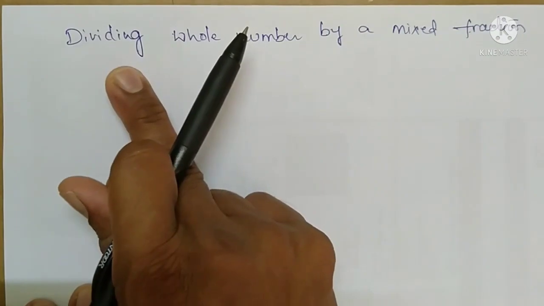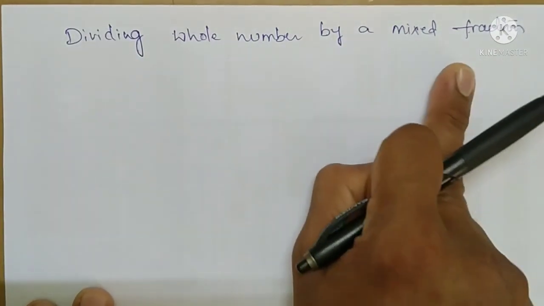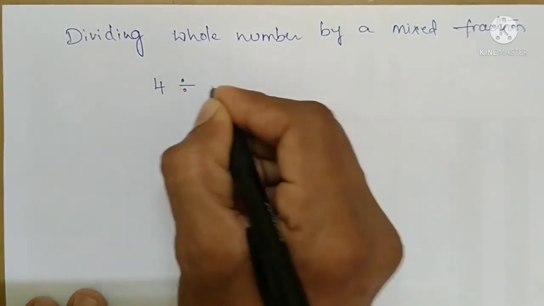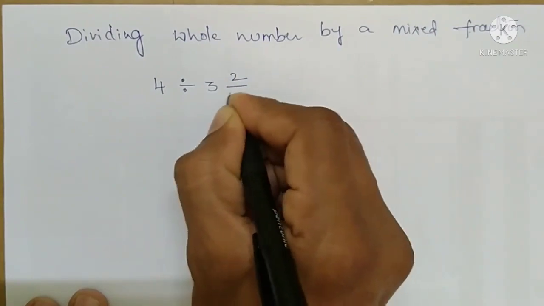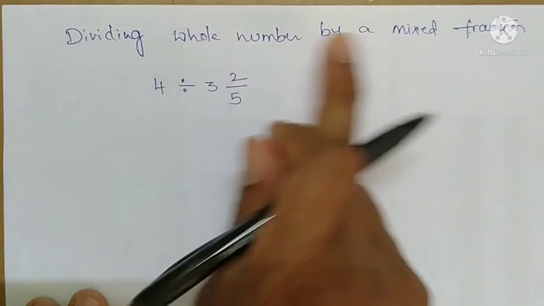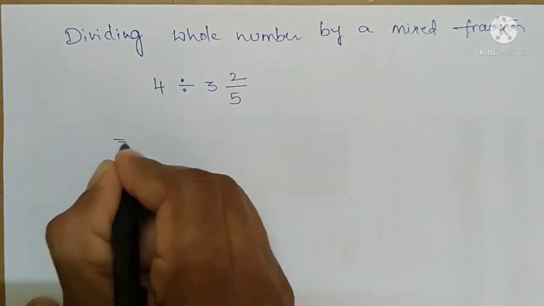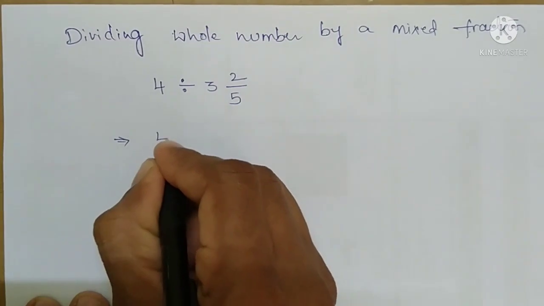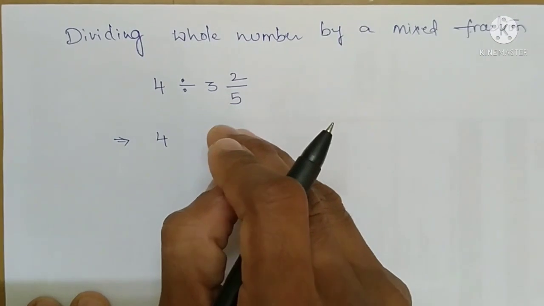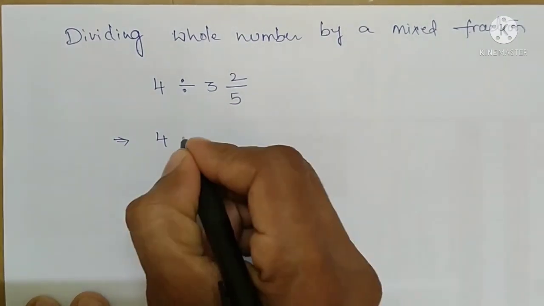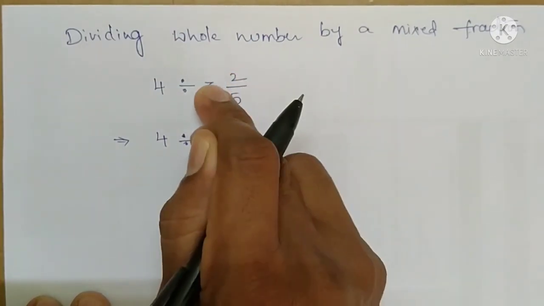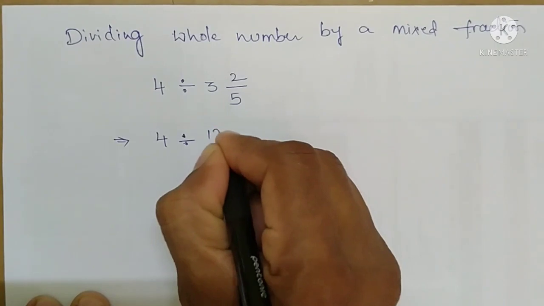Next case is dividing a whole number by a mixed fraction. Take one example: 4 divided by 3, 2 by 5. This is a mixed fraction, right? This is a whole number. So that is equal to, so the mixed fraction may be converted into an improper fraction. The improper form of this mixed fraction is 3 5s are 15 plus 2, 17 by 5.